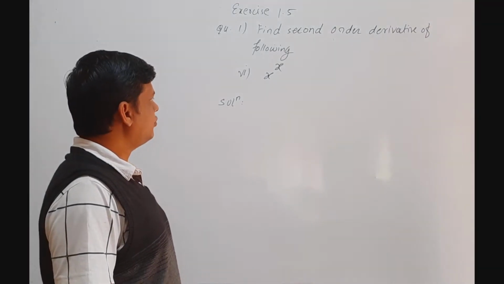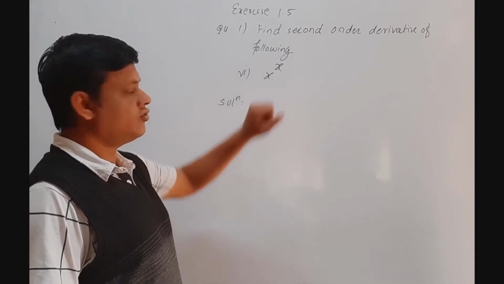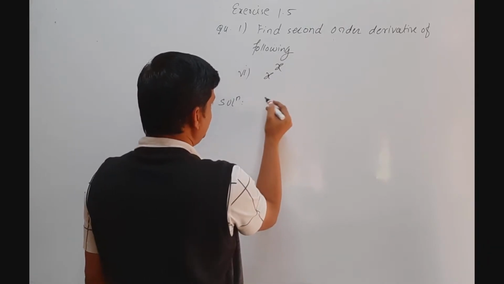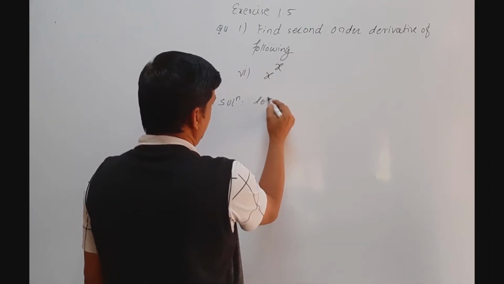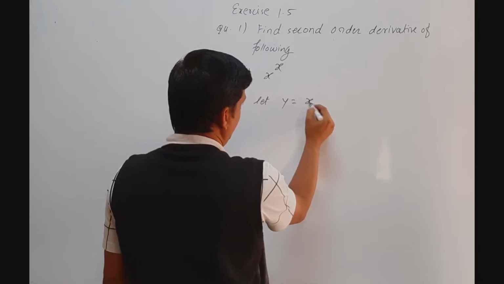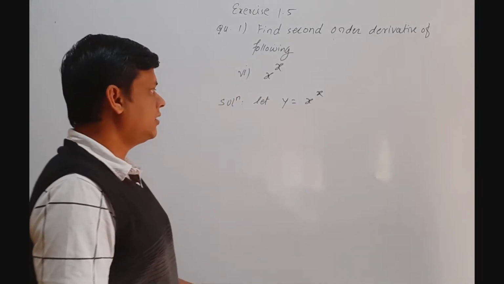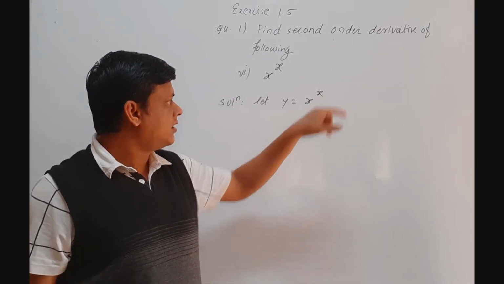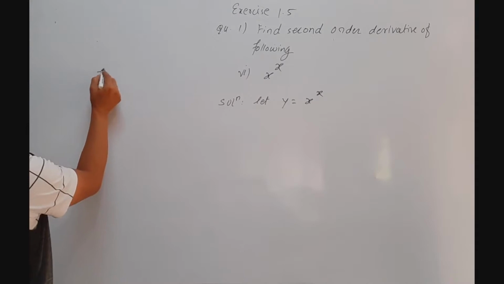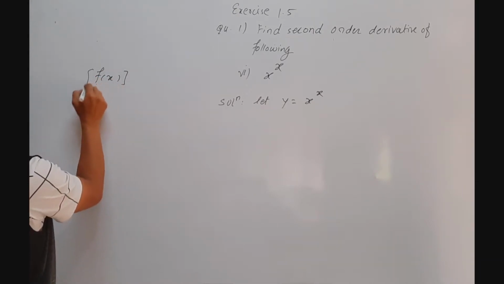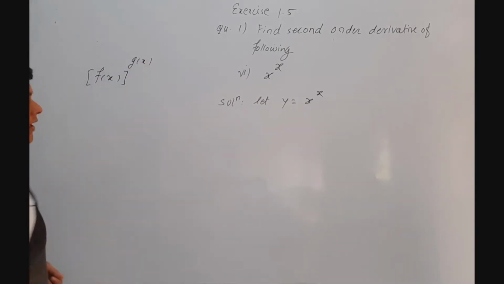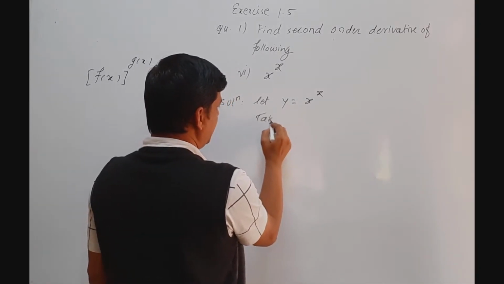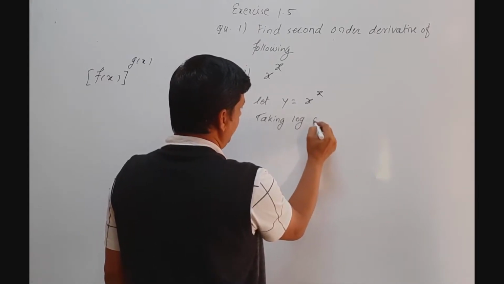Now see the second sub question, x raised to the power x. So first we represent the given function as y. So write in the solution, let y is equal to x raised to the power x. We solve such types of functions, whose derivative is of the form f of x raised to the power g of x, by taking log. So we have to take log on both sides. So write here, taking log on both sides.